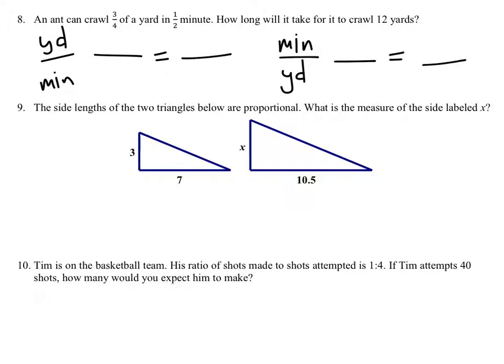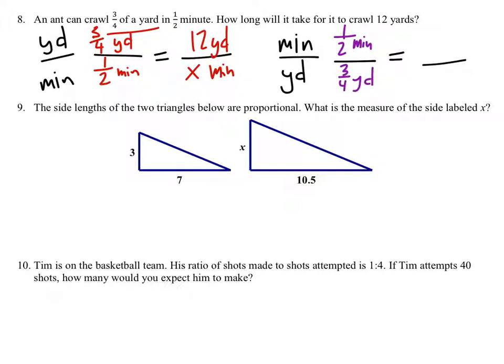And up in here, it says it's 3/4 of a yard for 1/2 of a minute. And then we got 12 yards for some number of minutes, and we don't know what that value is, so we just got the X for now. We'll solve this later. The other way to set this up is just to flip the fractions. So in other words, I got 1/2 a minute for 3/4 of a yard. But I also have 12 yards, and we just don't know the number of minutes for that yet. But we will, okay?